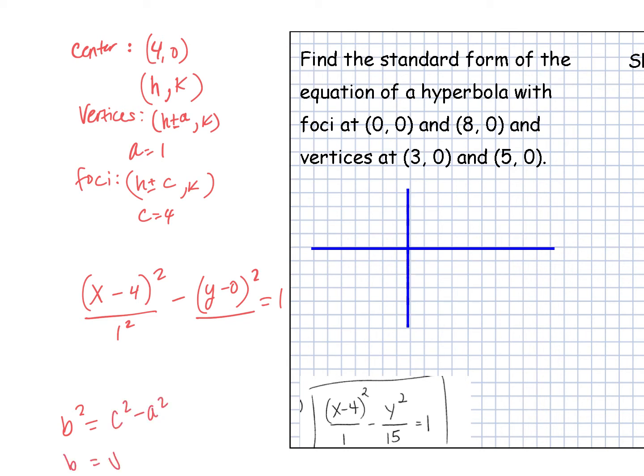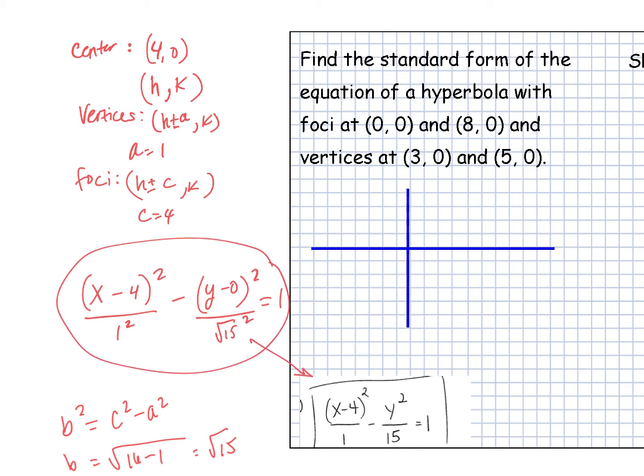So b equals the square root of 16 minus 1, or root 15. So you can write it in the denominator as root 15 squared. Or, of course, if we simplify it a little bit, x minus 4 squared, keep the 1, drop the 1, minus y squared over 15, all equals 1. So you start with the information that's given, and then you start pulling together everything else. The vertices are A units away from the center. The foci are C units away from the center.